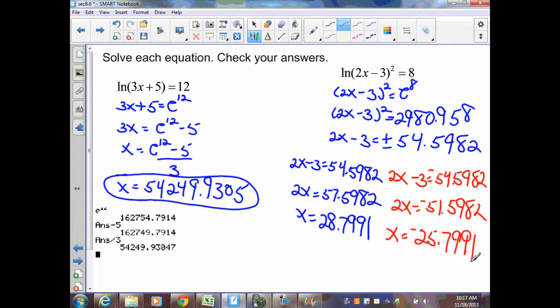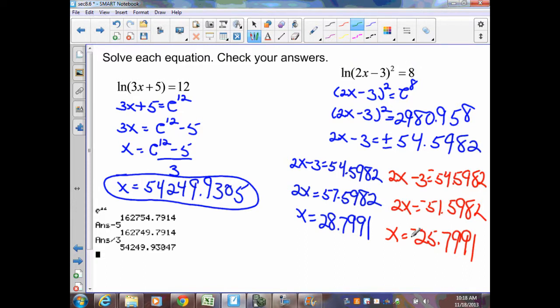25.7991. If I substitute both values back into this equation, 2 times 28.7991, get an answer. Subtract 3, get an answer. Square it, get a solution. And then take the natural log of that, I get approximately 8.